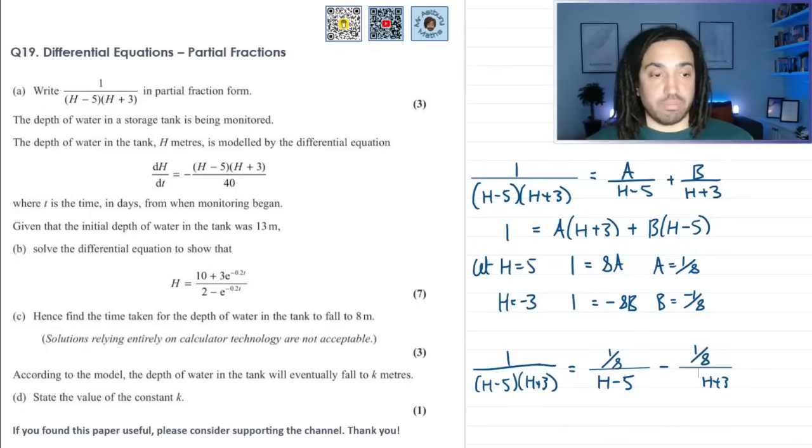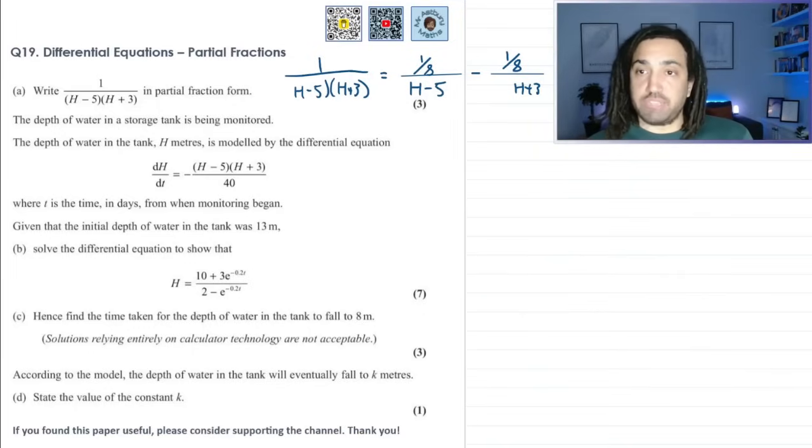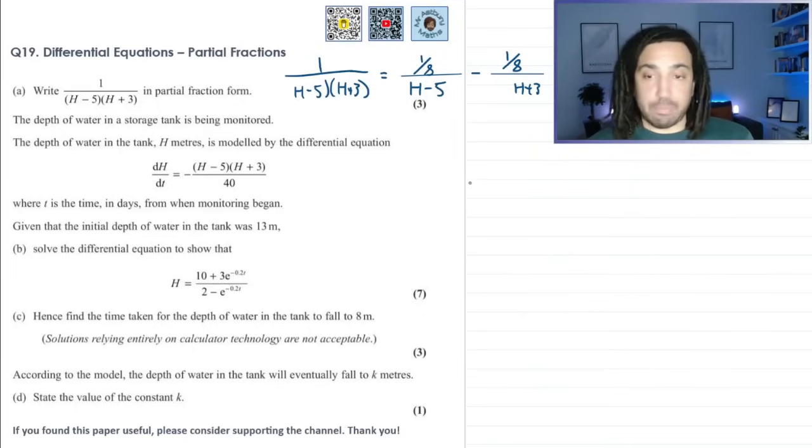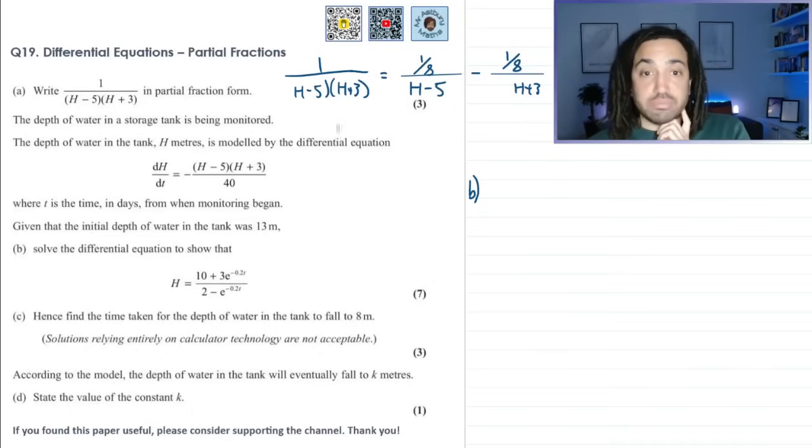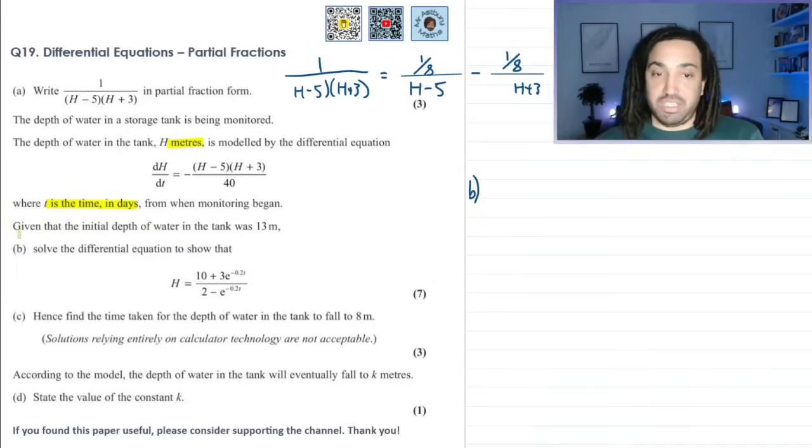Okay, that's that done. Okay, next part is part B, and we have this differential equation that needs to be solved, basically. Just always, again, highlight the units, and t is in days, because that can mess people up. I've seen it happen hundreds of times. And it says the initial depth of water is 13 meters. So that means that when t is equal to 0, h is equal to 13.